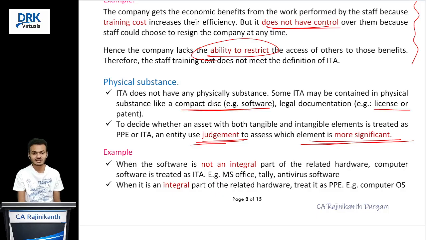Similarly, suppose we are a pharmaceutical company and we have some patent rights or licenses in connection with our medicine. So where do we store those patent rights? We record them on legal paper, correct? So that legal paper is not significant. Our right, our license, is significant. So we can say that it is an intangible asset.